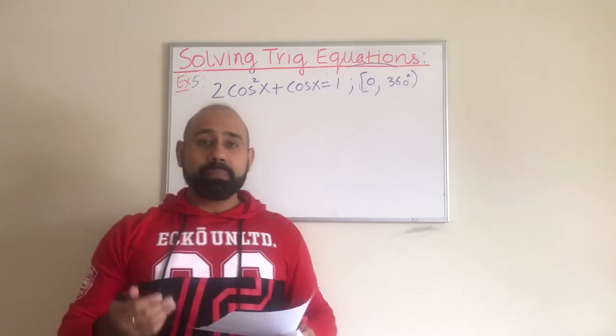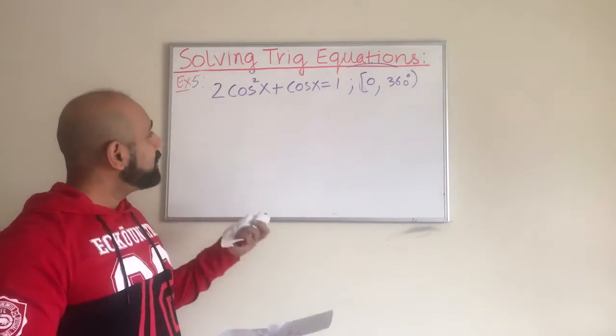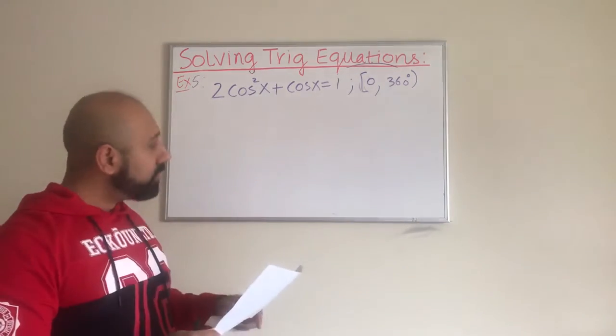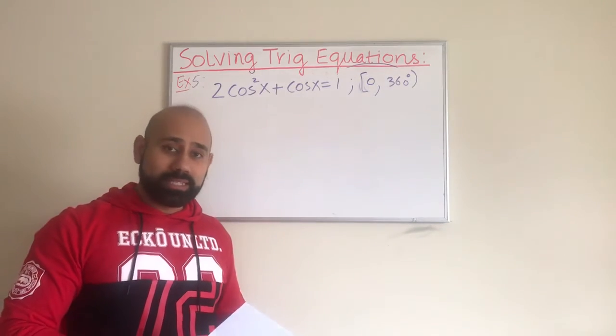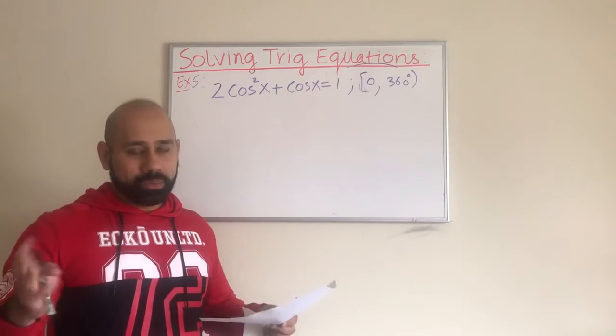Guys, I'm back with example number 5 on solving trig equations. In this case, we have an equation which looks more like a quadratic type of equation. So in order to find the values for x, again, x is restricted between 0 and 360 degrees. That means we don't have to add 360k or 2 pi k all the way at the end.